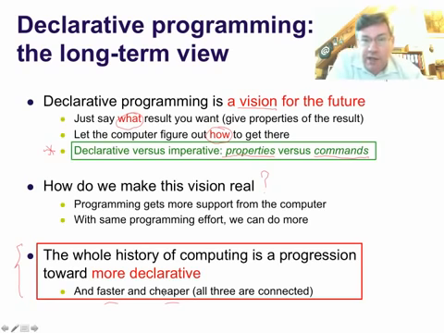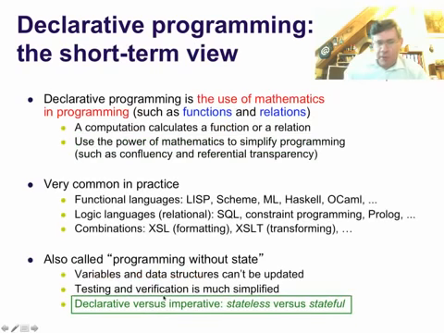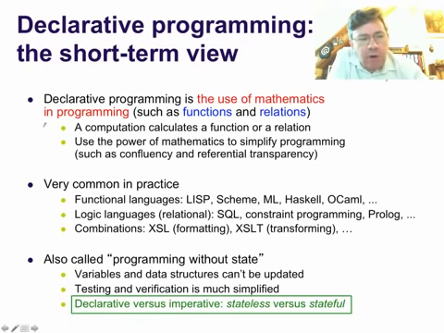And this is actually getting very sophisticated nowadays. For example, there is the technique called machine learning, where we have an algorithm that learns how to do something. Instead of explicitly having to tell the computer how to do something, the computer learns how to do this. So this is another form of very declarative programming. In opposition to the long-term view, there's also a short-term view of declarative programming.